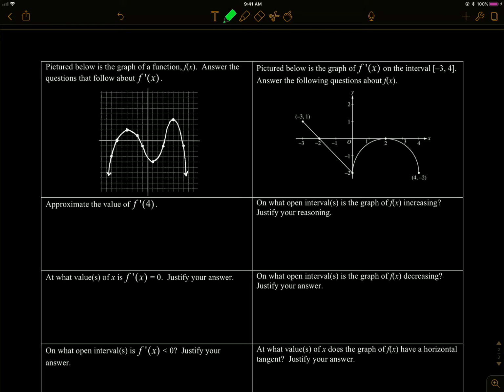All right, so we're going to do both of those things. So pictured below is the graph of a function of f.